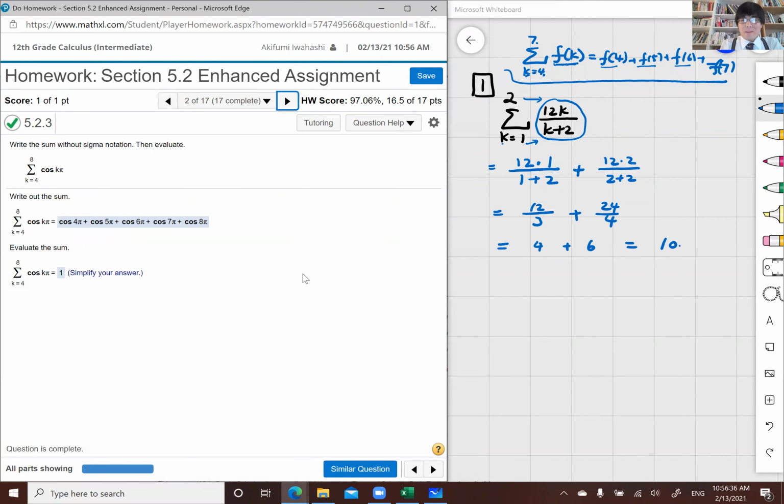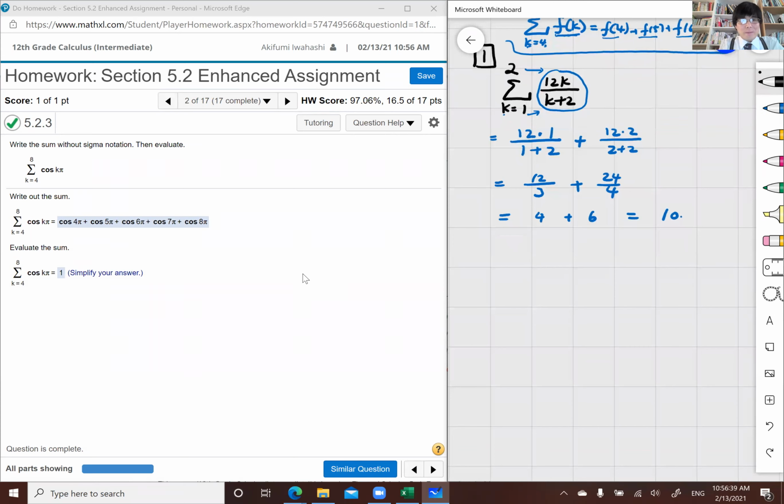Let's go more. Number 2. Same problem with different notation, different function. So sigma with k equal to 4 through 8 of cosine k pi. So we are going to evaluate this function for k is equal to 4, 5, 6, 7, and 8. So when k is equal to 4, it is cosine 4 pi. When k is equal to 5, it's 5 pi, and 6 pi, 7 pi, and 8 pi.